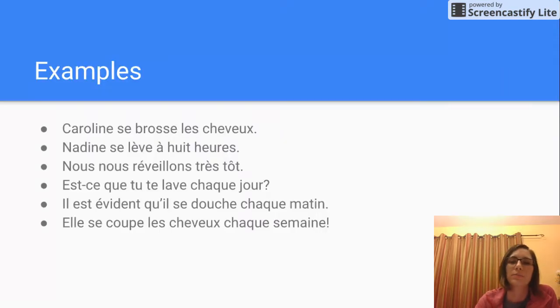Voilà. Here are some examples. Caroline se brosse les cheveux. Nadine se lave à 8 heures. Nous nous réveillons très tôt. Est-ce que tu te laves chaque jour? Oh, and that needs an S at the end, tu te laves. Il est évident qu'il se couche chaque matin. Elle se douche, pardon. Elle se coupe les cheveux chaque semaine.